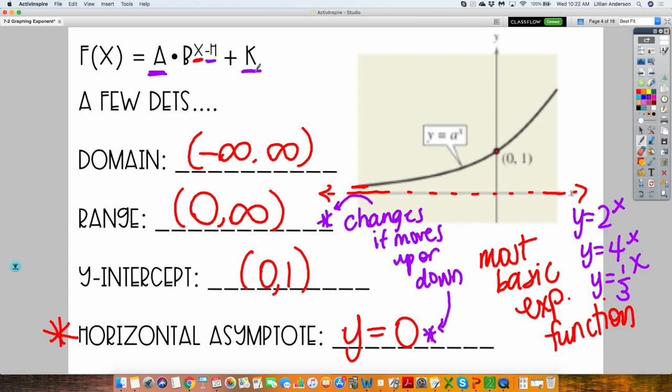What is the few debts? D-E-T-S. Is that supposed to be dots? Deets, like details. Oh. Jesus. I haven't said details. Okay.